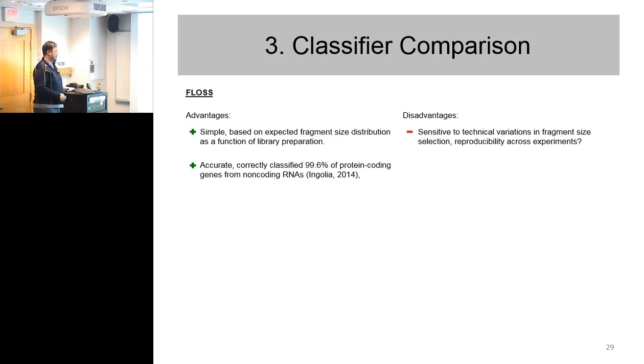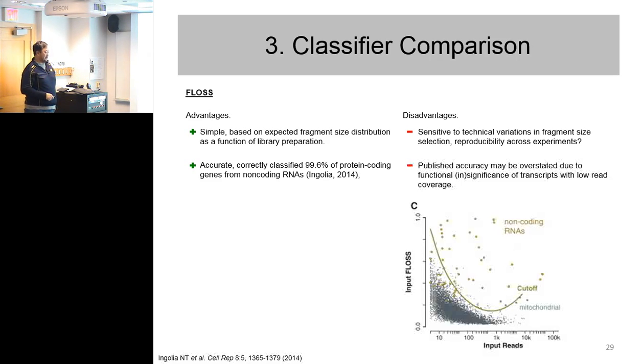The published accuracy correctly classified 99.6% of protein coding genes from non-coding RNAs. But like I mentioned before, that published accuracy might be a bit overstated due to the functional insignificance of these transcripts with low read coverage.